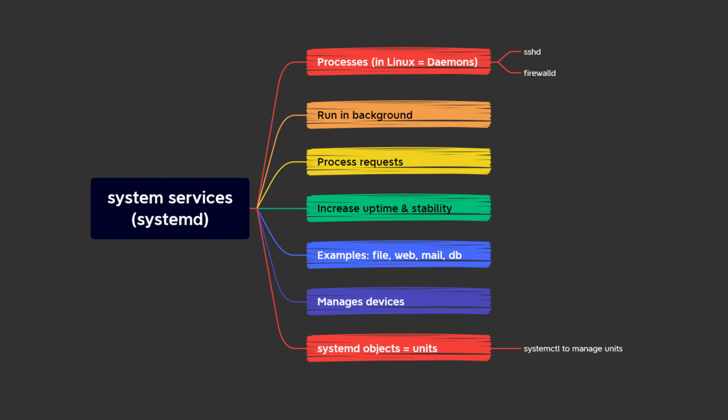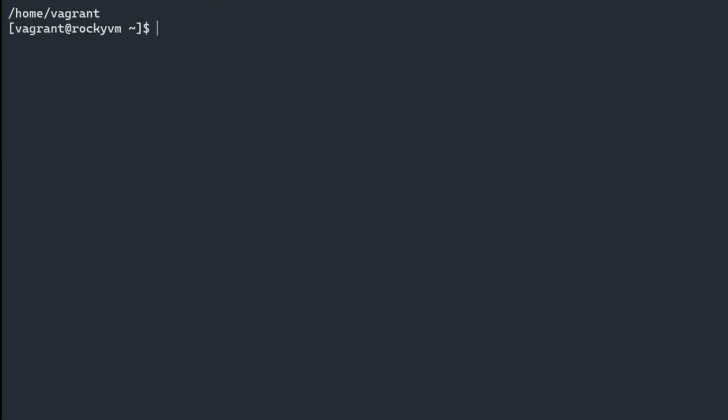System services are processes of applications that run in the background to process requests and help increase uptime and stability of the system. A few examples of system services are authentication, mail, file, web, and databases. In Linux, system services are called daemons, and because of this, some services end with the letter D, like sshd and firewalld. In order to list the services, we use the systemctl command with various options.